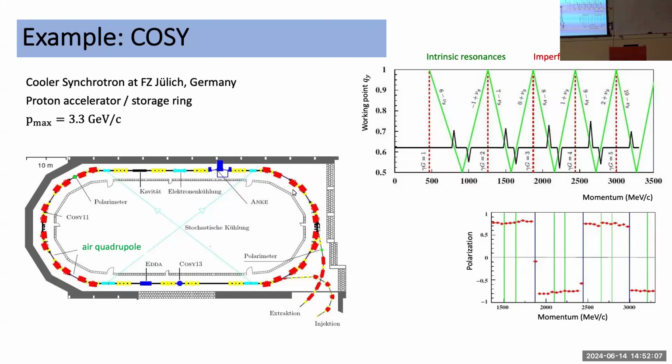You can actually make one of these intrinsic resonances so strong that you can make a reversal of the polarization, which is not a problem for the experiment as long as the efficiency is high. So this is how this looks in a low energy machine with a relatively moderate number of depolarizing resonances.